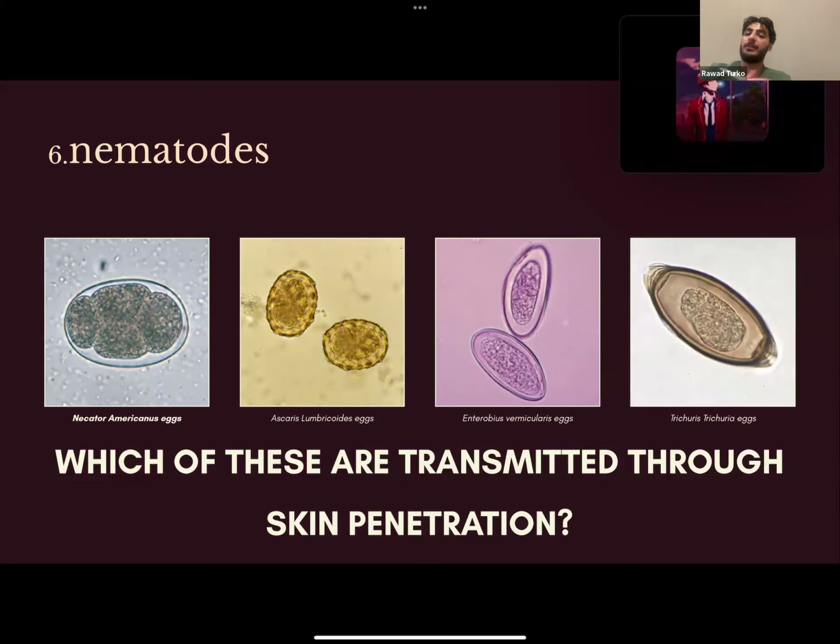Exactly. Perfect. So the answer to this would be the first one, Necator americanus, which is the hookworm. That's how it's transmitted. Then Ascaris, again, Enterobius, and Trichuris. Okay. Do you guys see it now?